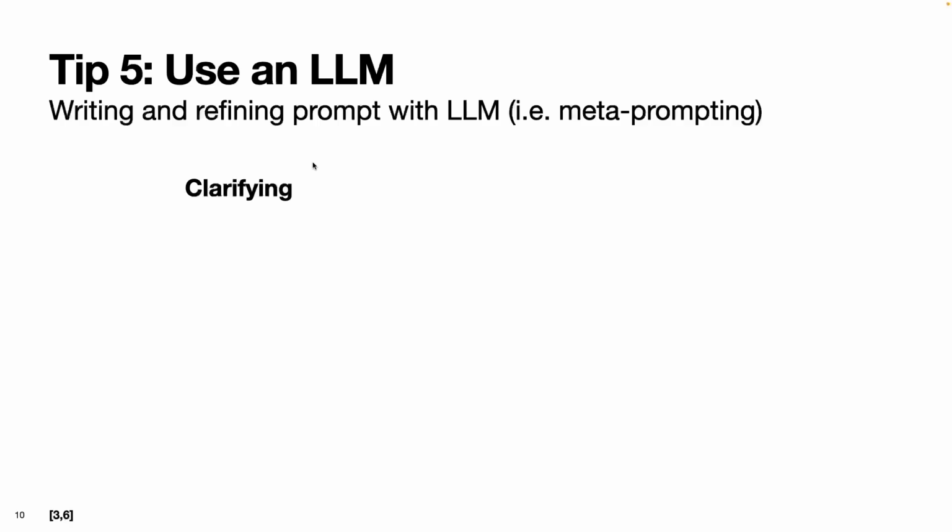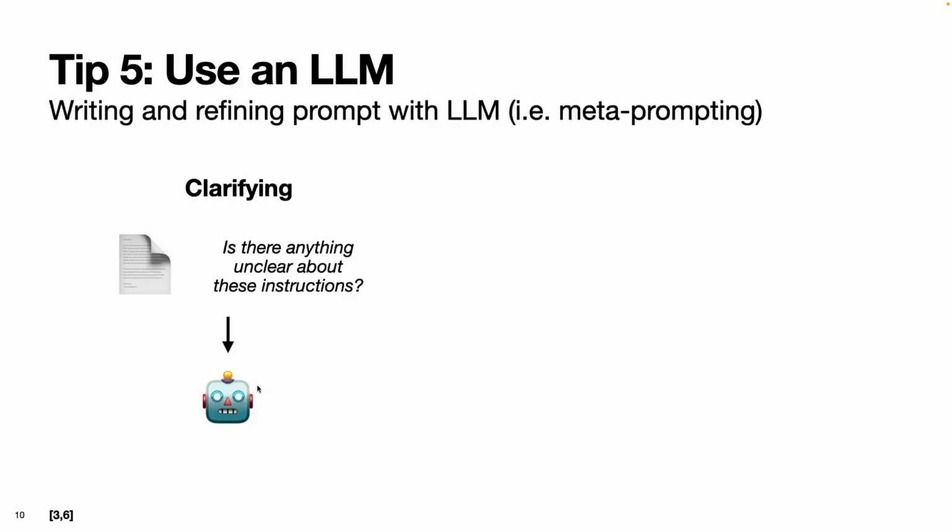The first is getting the LLM to make your prompt more clear. Basically, taking the current version of your prompt and giving it to the LLM that you want to use and asking it, is there anything unclear about these instructions? And then just passing it to the LLM. The power here is that you can get the LLM to rewrite the prompt in its own words. Sometimes instructions that might seem clear to us may not be as clear to an LLM. So getting it to rewrite it in its own words is a powerful approach.